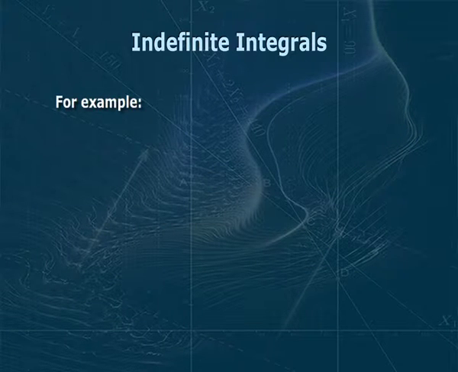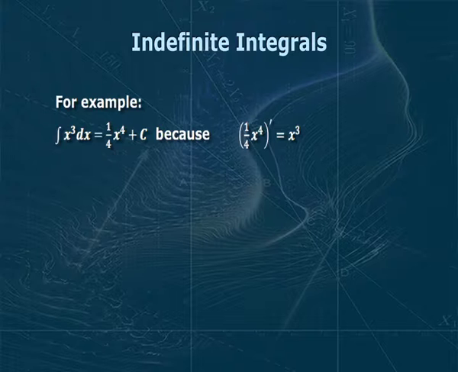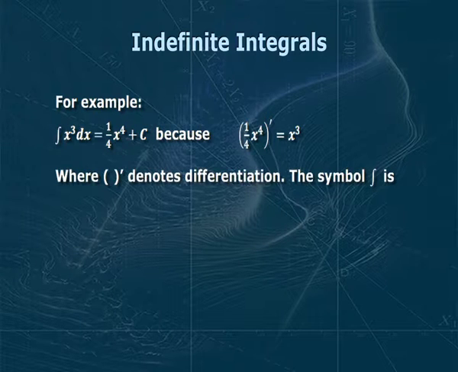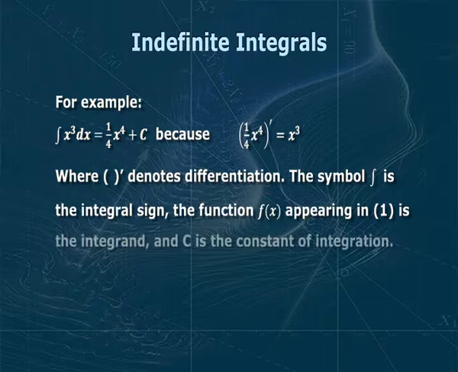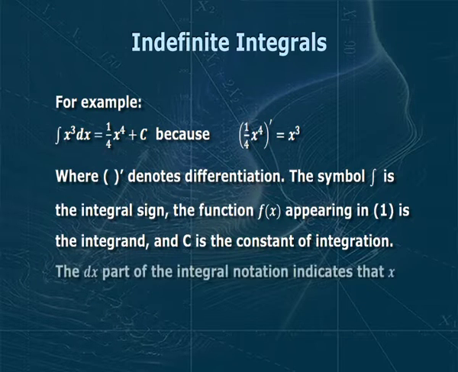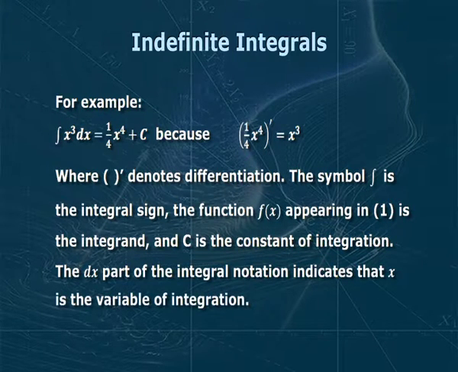Now, let us take an example. Integration x cube dx is equal to 1 by 4 x raised to power 4 plus c, because the differentiation of 1 by 4 x to the 4 is equal to x cube. The symbol integral is the integral sign. The function f of x appearing in equation 1 is the integrand and c is the constant of integration. The dx part of the integral notation indicates that x is the variable of integration.